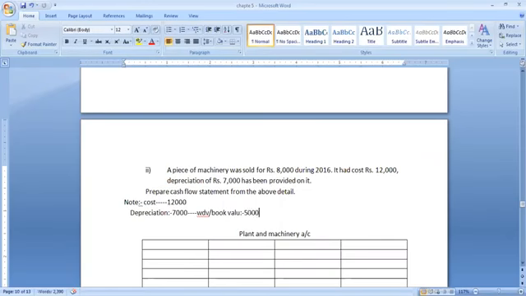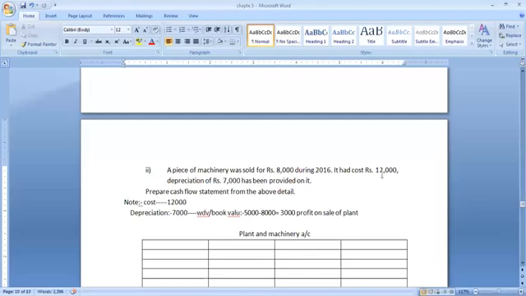So out of the 5,000, there is the sale transaction which is given. What is the value which is being sold? It is 8,000. So now what will be the profit? The book value is less than the sale value, so the profit will be the profit on sale of plant. This is how the calculation moves on with this adjustment. A piece of machinery was sold for rupees 8,000 during the year 2016.